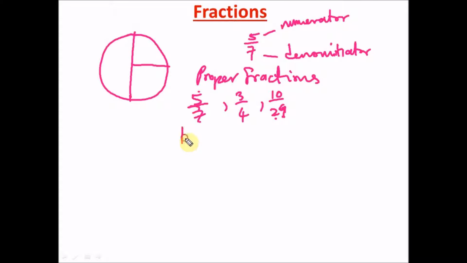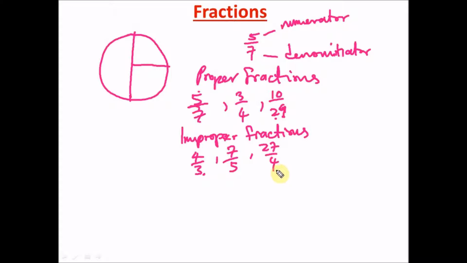We also have what we call improper fractions. An improper fraction is one in which the numerator is greater than or equal to the denominator. So you have examples like 4/3, which is improper because the numerator is greater than the denominator. 7/5 is also improper, and 27/4 is also improper, because the numerator is greater than the denominator.